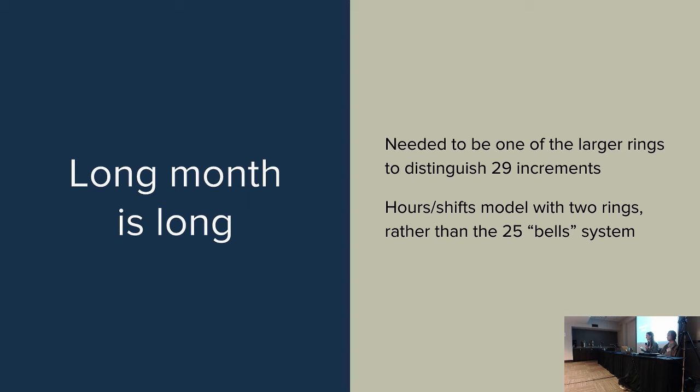That's a lot more increments than the 5 increments that we have for hours. So that had to be one of the larger rings on the interface, so that you could distinguish as the clock ticks along. And we also decided to go with the hours and shifts. We were thinking of working shifts because it's 5 or 6 hours, and service hours, rather than the bell system that's described in the book.